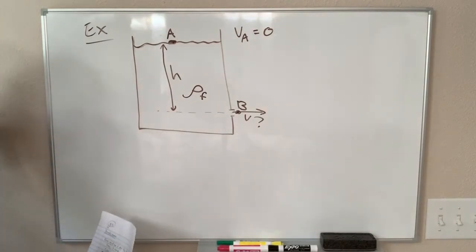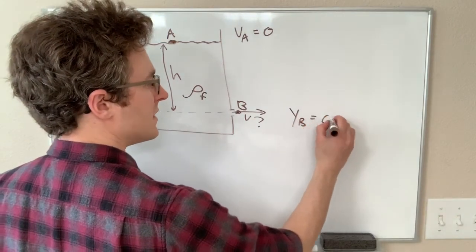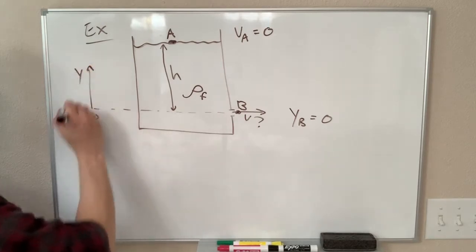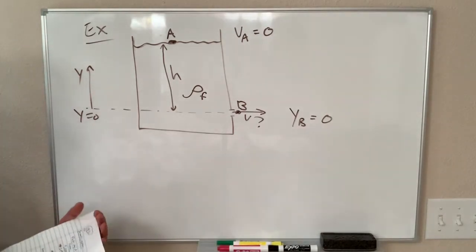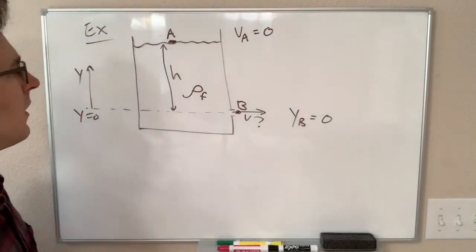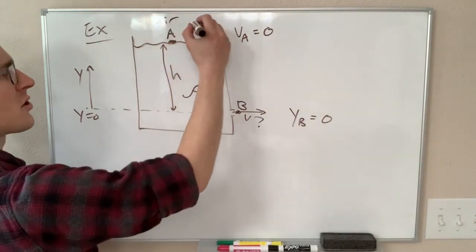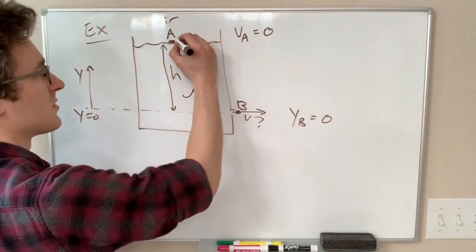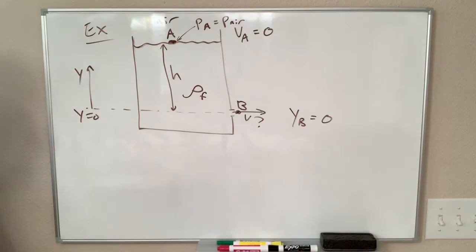We also know that at point B, we can say that the height is equal to 0, right? We'll just call this height y equals 0, and this is our y-axis going up from there. So we know one other piece. And lastly, we also know something about the pressure at A and B. At point A, if this is air up here and this is the water, the pressure at point A at the surface, as we saw from hydrostatics, is just the air pressure. So the pressure at A equals the pressure of the air.